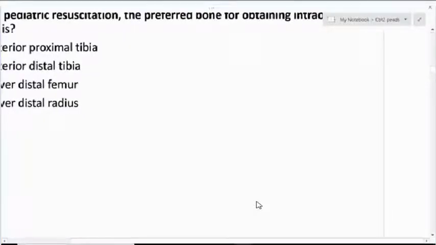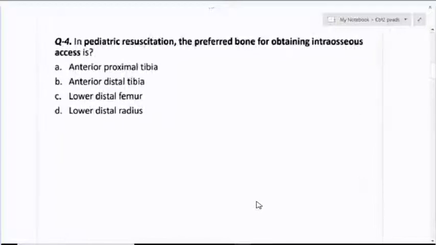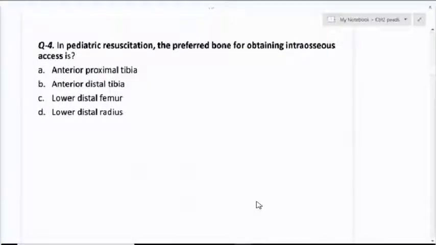Okay. Coming to the next question, which is on resuscitation and about intraosseous access. Which is the preferred bone used in babies in pediatric resuscitation? The most common is the anterior proximal tibia, near the tibial tuberosity. If you cannot get venous access within a minute of arrest, you go for intraosseous access, and we use the anterior tibia near the tibial tuberosity.